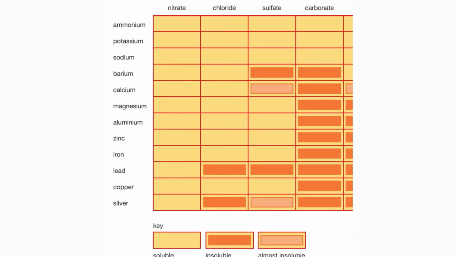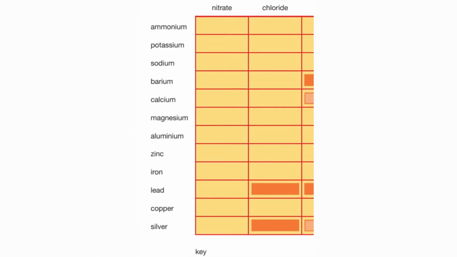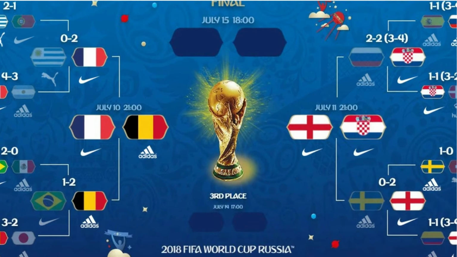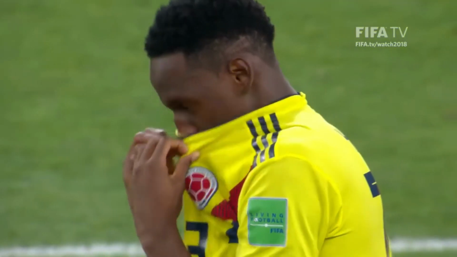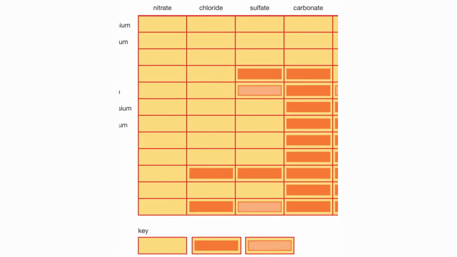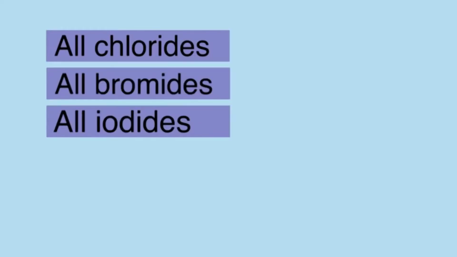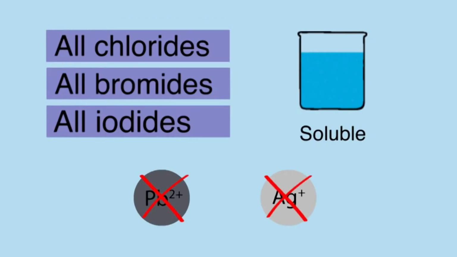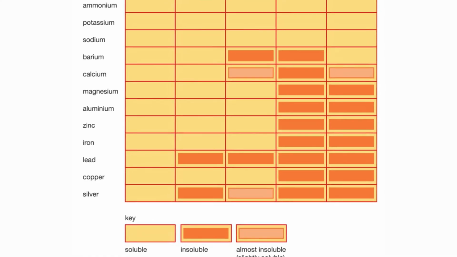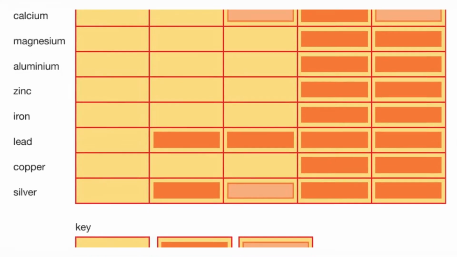All ionic compounds involving nitrate are soluble. Think of it as England's path to the World Cup semis, the clearest day in itself for this new team. Ionic compounds including chlorine face the same story. They are all soluble, well, except for lead and silver, who always form insoluble compounds except for when they are with nitrate.